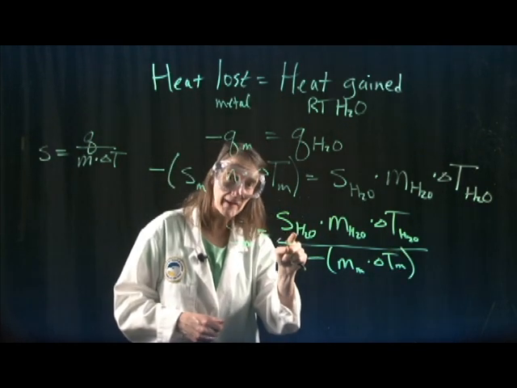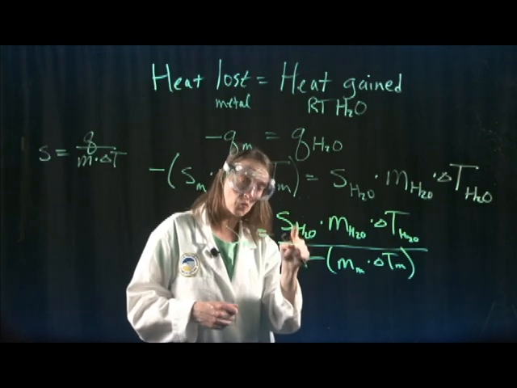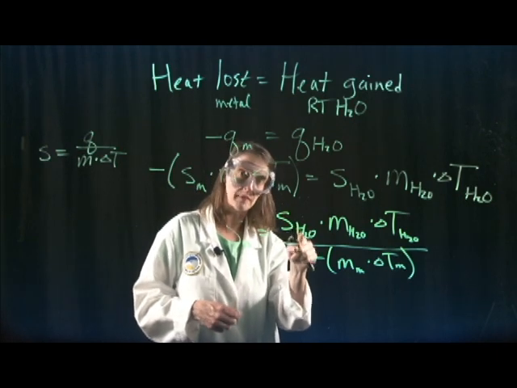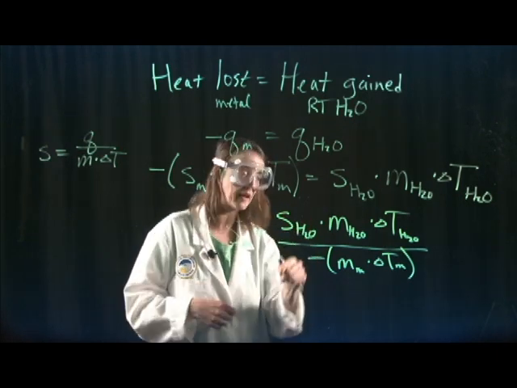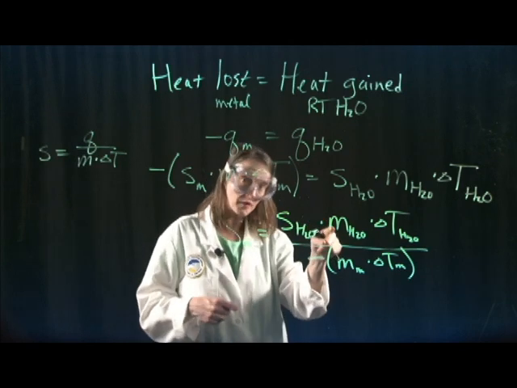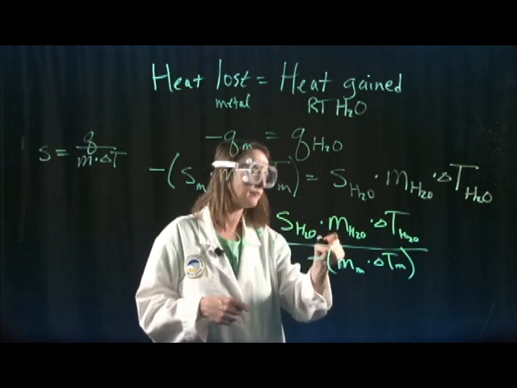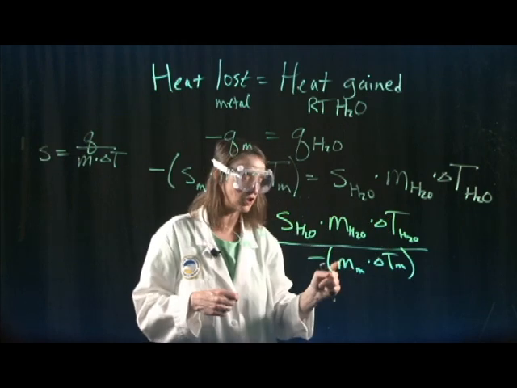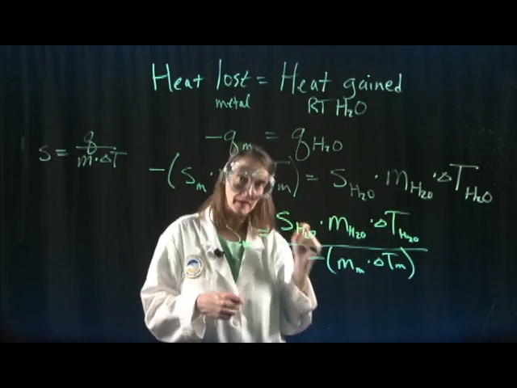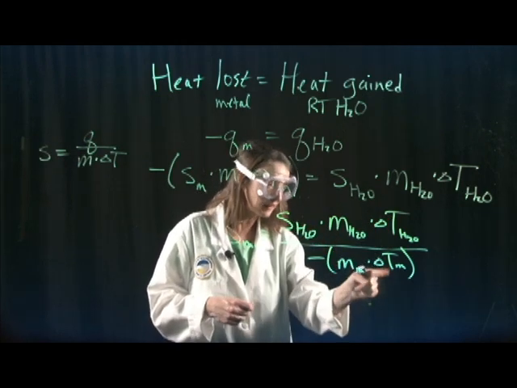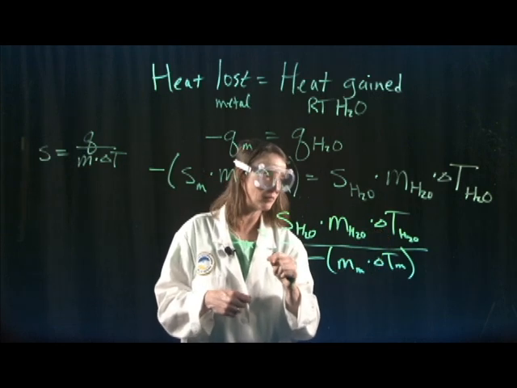So the specific heat capacity of water we know is 4.18 joules per gram Celsius, or joules per gram Kelvin. The mass of the water we're going to know because we're weighing it out. I'll look at the temperature change here in a minute. The mass of the metal we're going to know because we weigh that out too. And let's also look at the change in temperature for the metal.